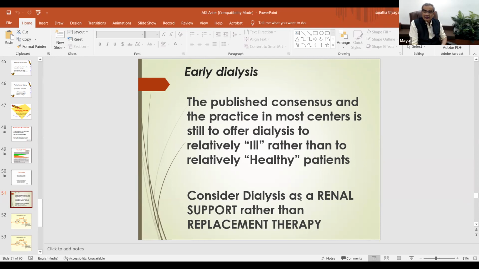So if I were to give one message today, I would say don't look at nephrologists and kidneys only for dialysis or renal replacement therapy. Consider dialysis as renal support rather than just going by the lab values and all that. You have to see the overall progress that the child has made or has not made, and then make decisions about dialysis. Consider it not as mere renal replacement therapy, but as renal support.